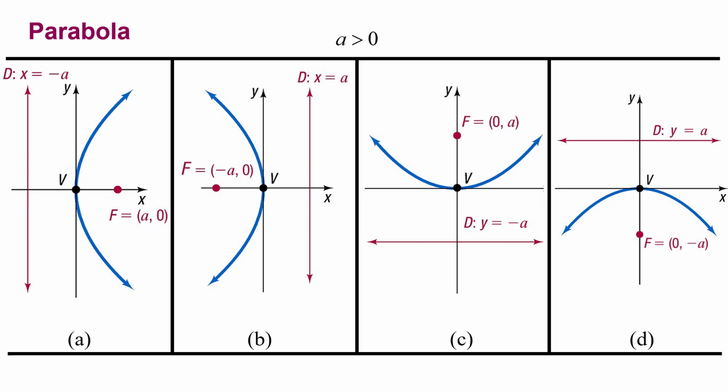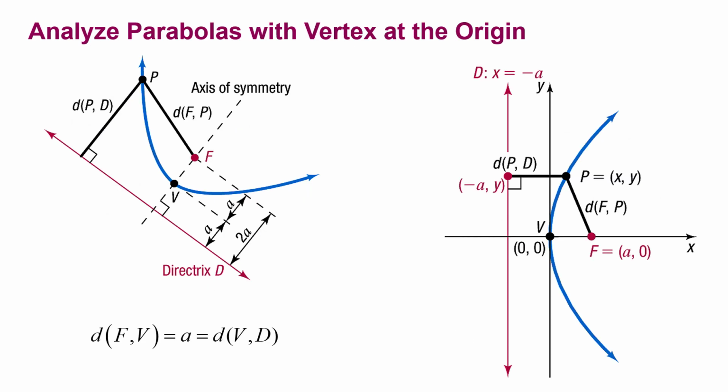Let's step back for a moment and derive the equation of the parabola with vertex at the origin. First, let's consider the case where the focus is on the positive x-axis. Because the distance from the focus to the vertex is a, then the focus is located at the point (a, 0), again with a positive. Similarly, because the distance from the vertex to the directrix is also a, and because the directrix is perpendicular to the axis of symmetry, which is the x-axis in this case, then the equation of the line that is the directrix is the vertical line x equals negative a.